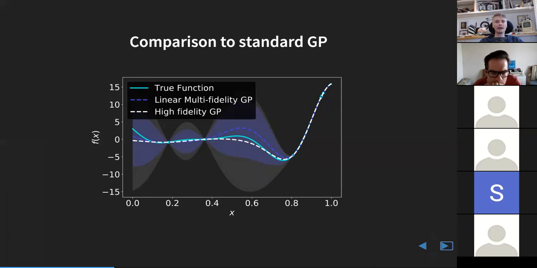So the error bars for the high fidelity GP are much, much wider. They're going all the way down to -15 and up to 15 at the top. They're much lower for the multi-fidelity model, so it's got a better idea of where the function is. Even though the mean is more different, it's got a better idea of what the function is looking like. And that's the idea.